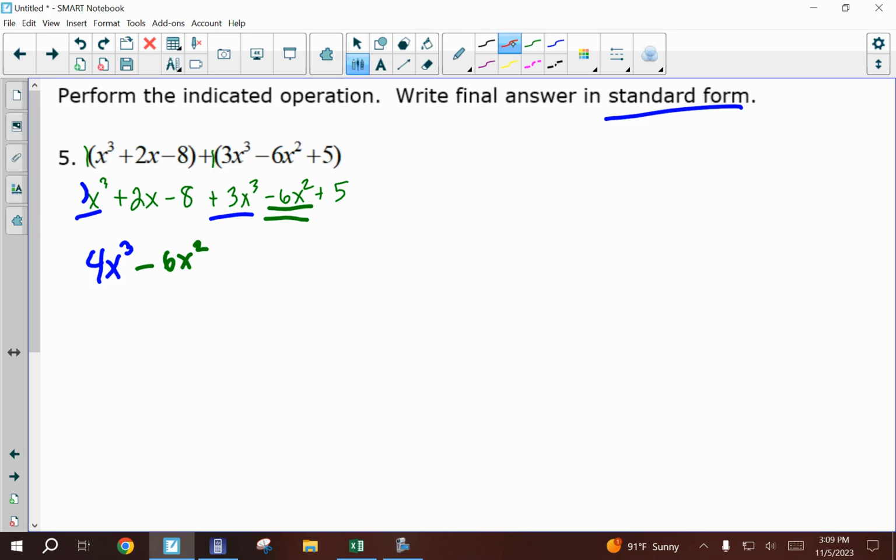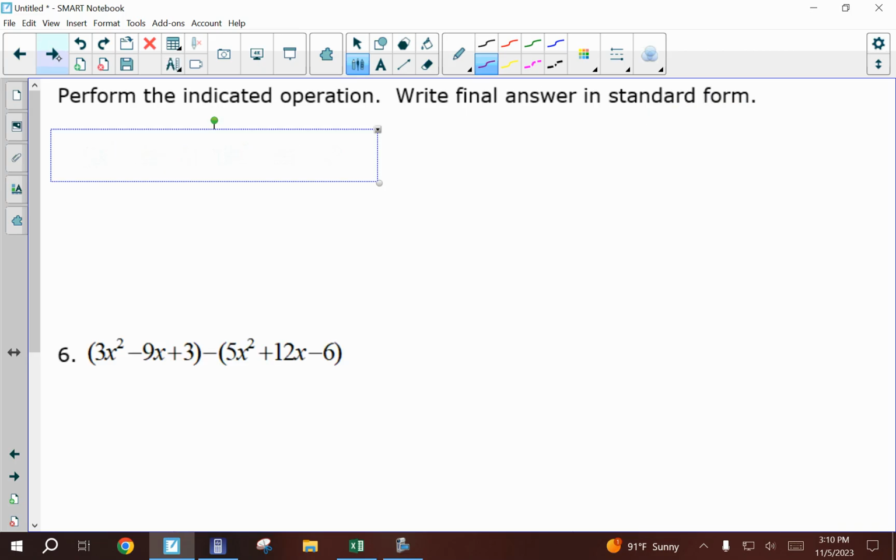And then I'm going to put together the x to the first. And that's the only x to the first in that problem. So I'm going to go ahead and bring that down, including its sign. And then I'm going to put together all the constants. The constants are the numbers without the letters. So I have -8 plus 5 is -3, and then that's my final answer.